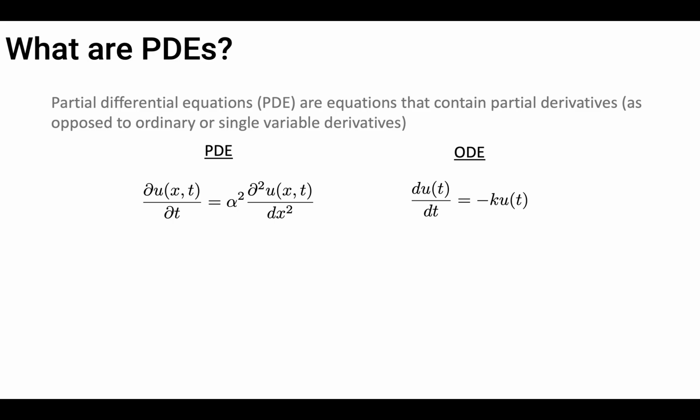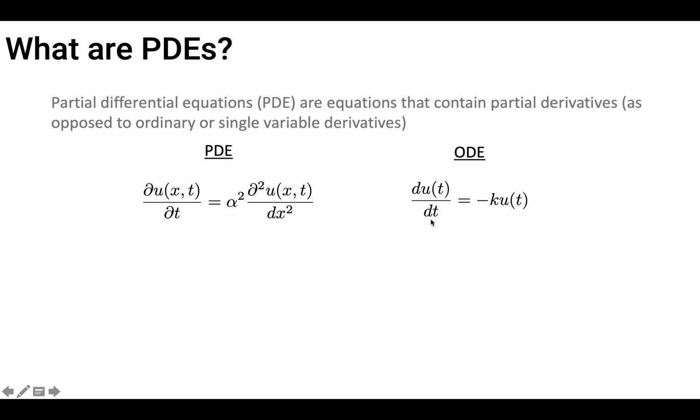So these equations involve partial derivatives. So it has several independent variables. In the left-hand side, we have the partial derivative of u(x,t) with respect to t. Maybe t may represent time. And in the right-hand side, we have partial derivative with respect to x. And here is the second partial derivative with respect to x. So it has more than one independent variable.